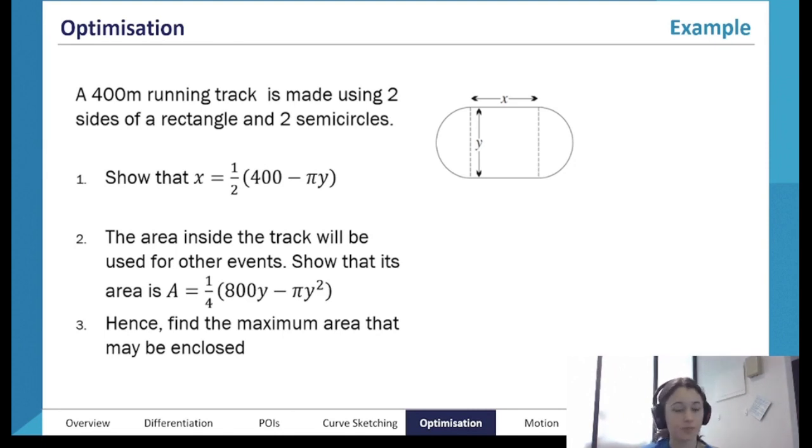So here we have a 400-meter running track, which is made using two sides of a rectangle and two semicircles. And as you can see here, X is kind of like the width, not including the semicircles, and then the Y is the distance between the two parallel lines. Okay, firstly we need to show that X equals a half of 400 take pi Y.